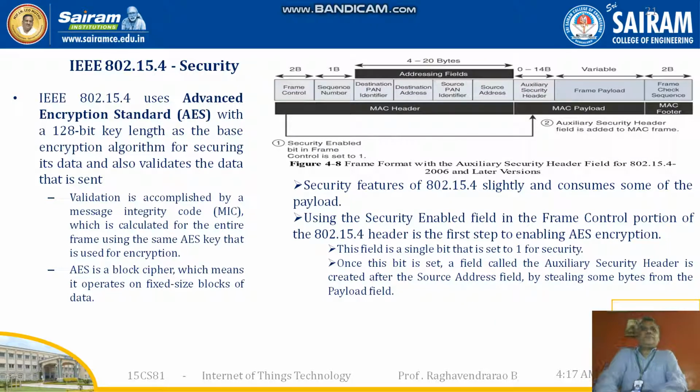Next, security. 802.15.4 uses Advanced Encryption Standard security, with a 128-bit key length as the base encryption algorithm for securing its data and also validating the data that is sent. For this, there is a communication security field format, and the frame format is given here. The validation is accomplished by the message integrity code, that is MIC, which is calculated for the entire frame using the same AES key that is used for the encryption. AES is a block cipher, which means it operates on fixed size blocks of data.